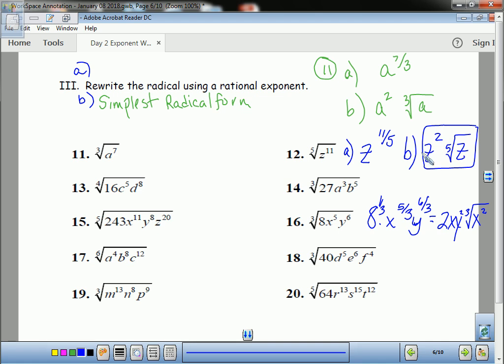comes out of the radical. How many were left over? Well, 5 goes into 11 twice, and there's 1 left over. So that 1 that's left over must stay in the radical.